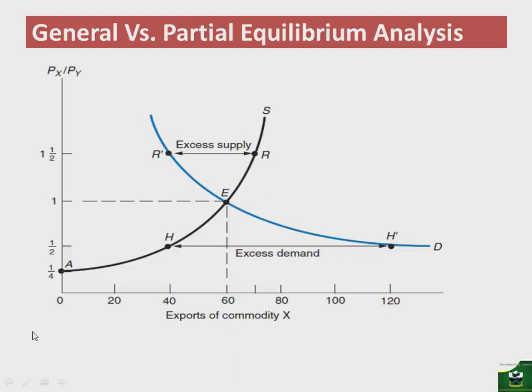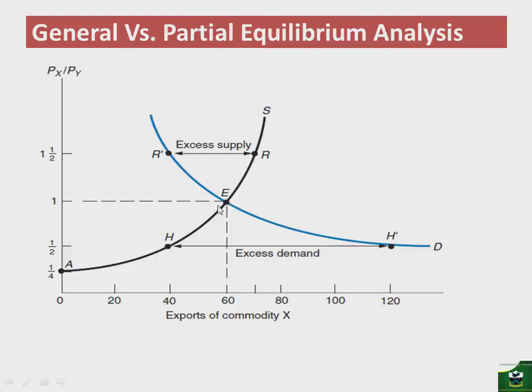Okay, so now let's look at the general versus partial equilibrium. Basically, we will just present the partial equilibrium here and see how the relative commodity price affects the demand and supply on the international market. You will notice that the international market is in equilibrium at point E, where 60 units of X are exported by nation 1 and 60 units of X are imported by nation 2.